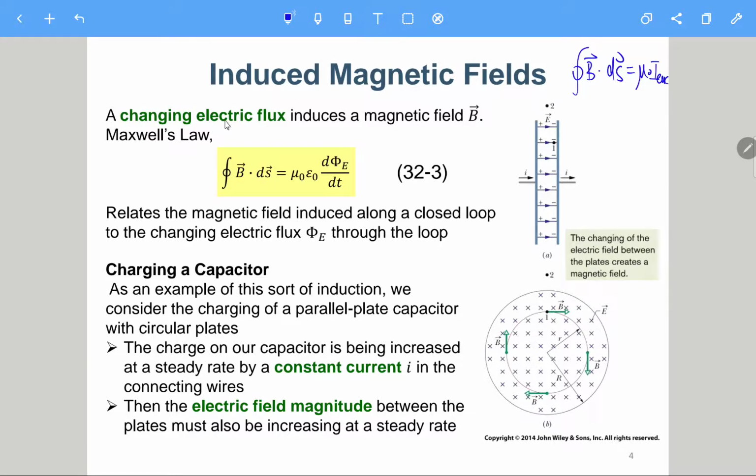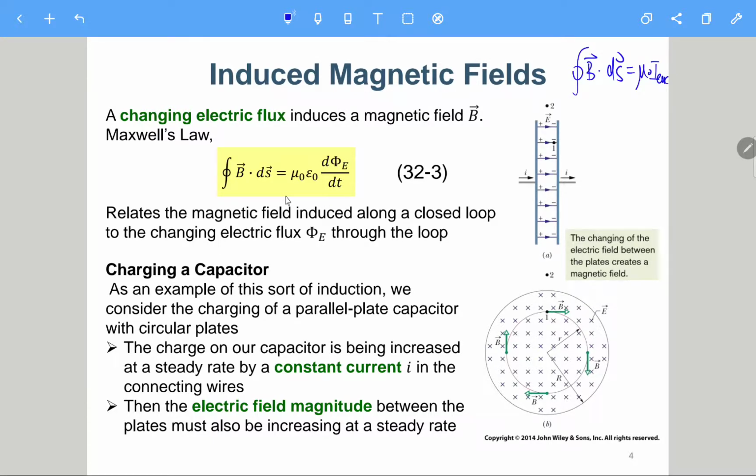This is called the changing electric flux. So the induced magnetic field B, this is called the Maxwell's law. On the left side we still have this line integral, but on the right side we have the term mu naught epsilon naught d phi E dt.